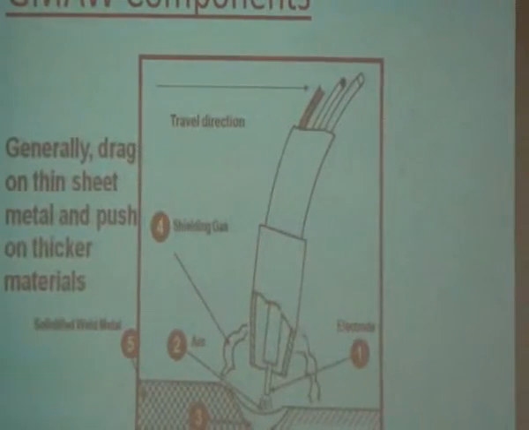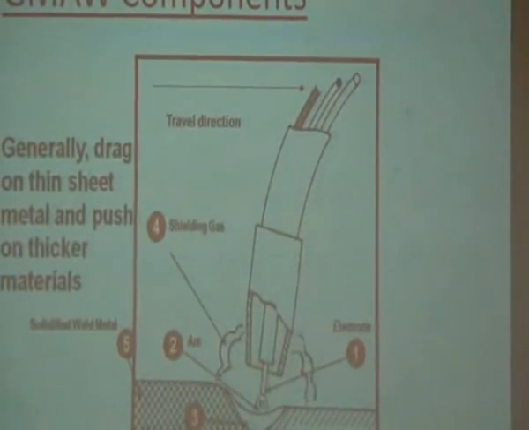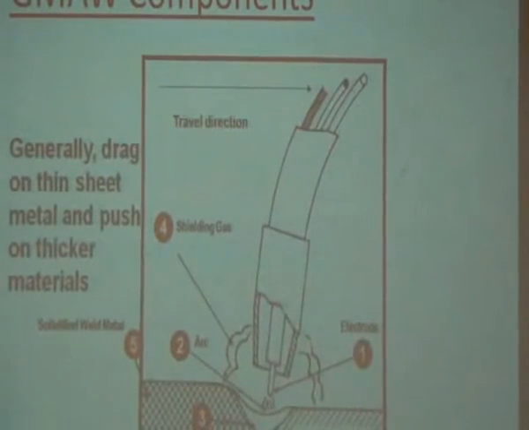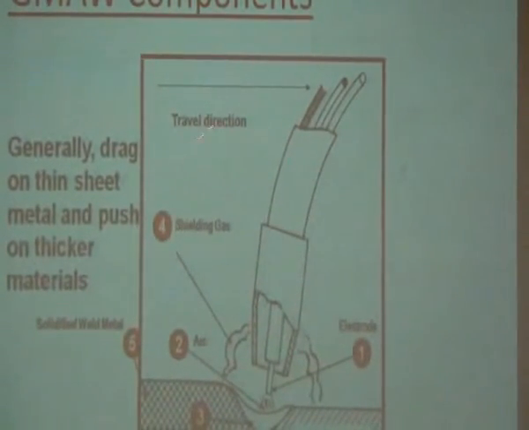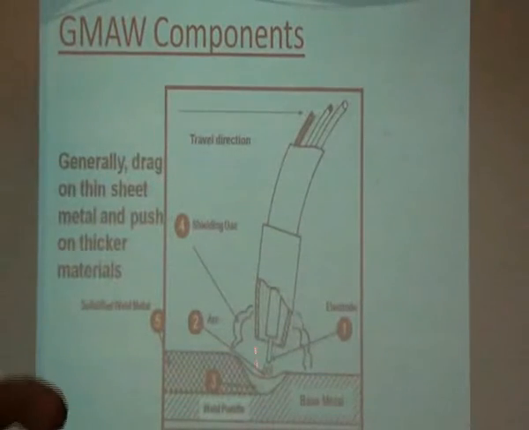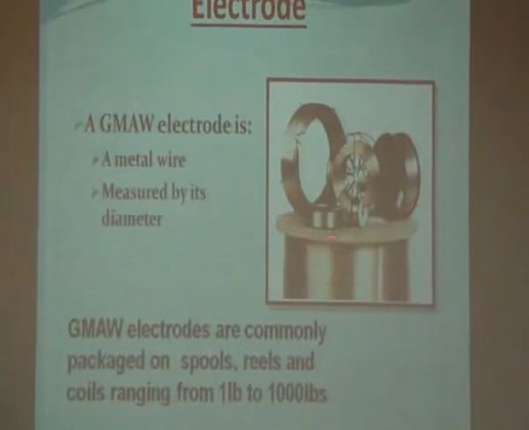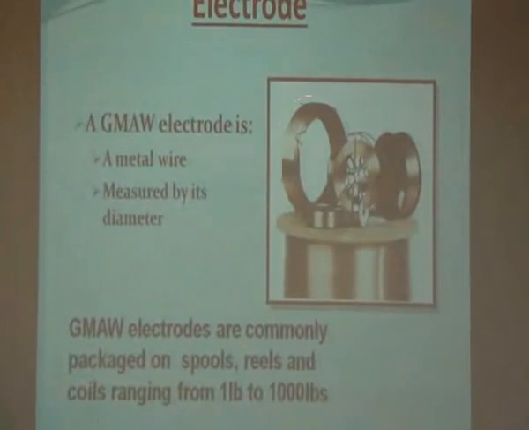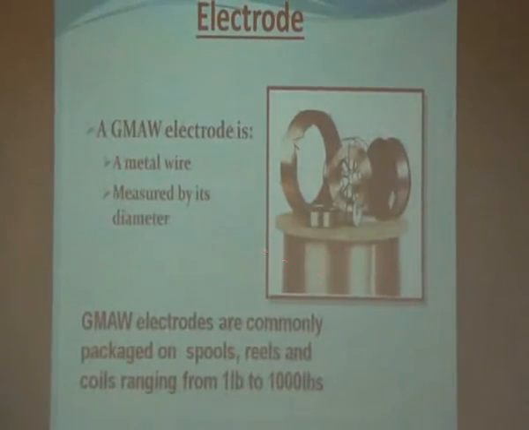And remember, you will get the same quality of welds as in the TIG welding process, because there is no flux and no slag inclusions, and since only inert gas is used, there are no gas-metal reactions, and no unwanted inclusions or compounds are formed in the solidified metal or the weld. See, this is the schematic sketch of the spools of the GMAW electrode. It is a metal wire measured by its diameter, and GMAW electrodes are commonly packaged on spools ranging from 1 lb to 1000 lb of wire. And this is something like an electrical wire cable.